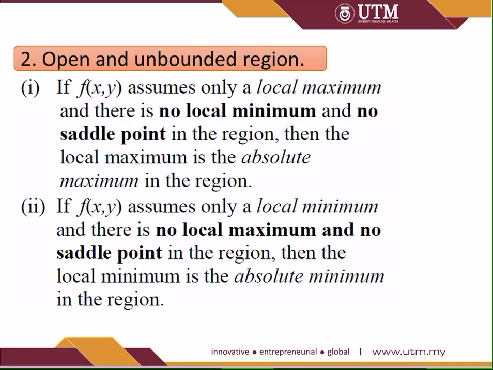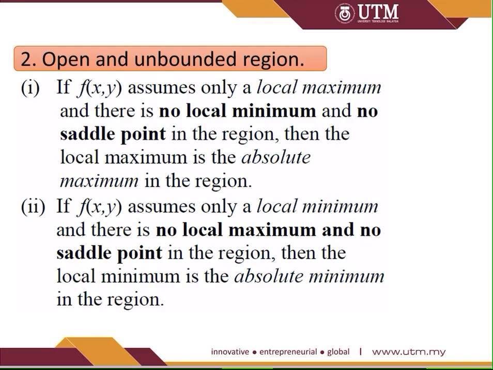Alright, for this case we'll use the same method as we use to find the local extrema. First, we need to find the critical points by equating fx and fy to 0, and then find the critical point (a, b). Then we need to compute fxx, fxy and fyy, and then compute the value of g(a, b).